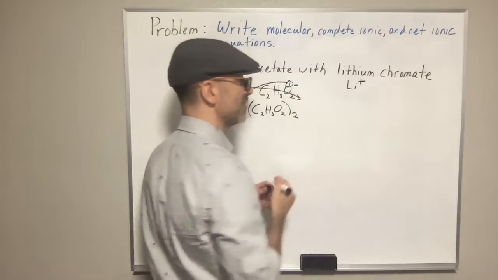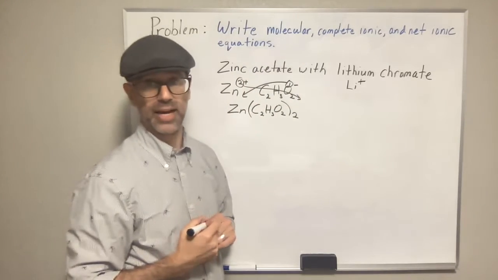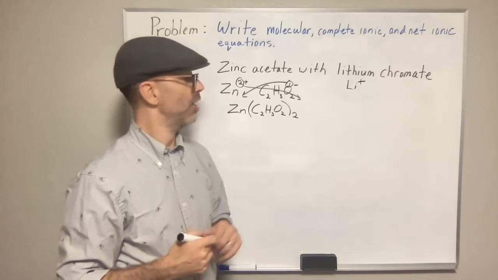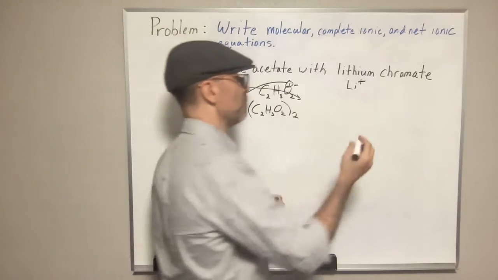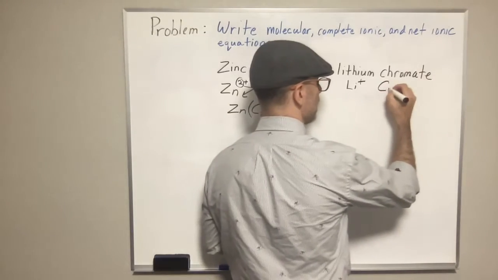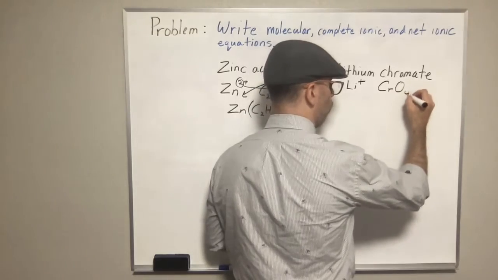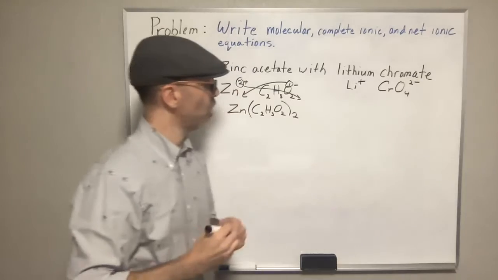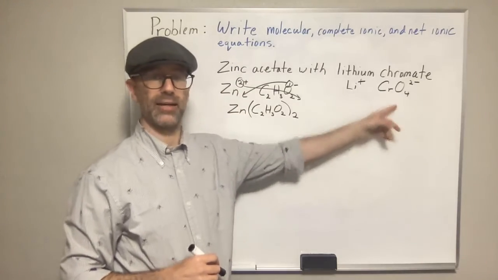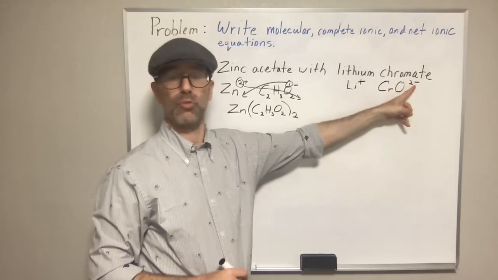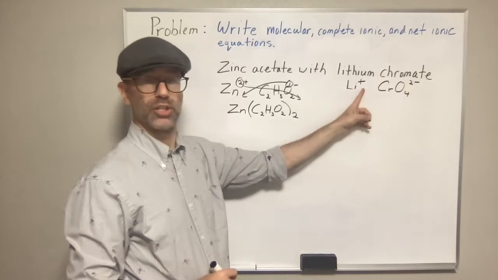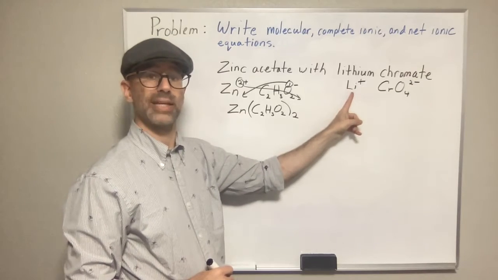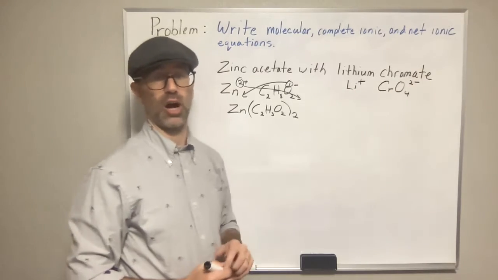The chromate is, again, another polyatomic ion. So we need to make sure that we know what chromate is. Here chromate is CrO4, and it's got a 2 minus charge. So that's the chromate ion. Again, we have a 2 minus charge and a plus 1 charge, so I'm going to need 2 lithiums to balance the charge.